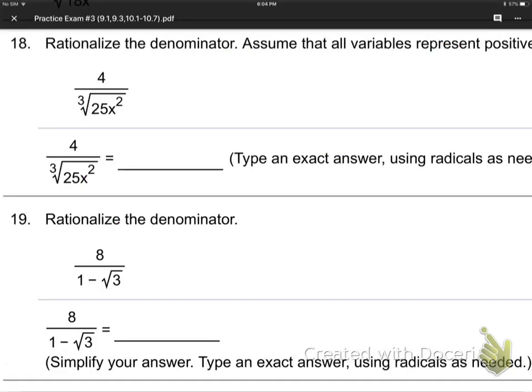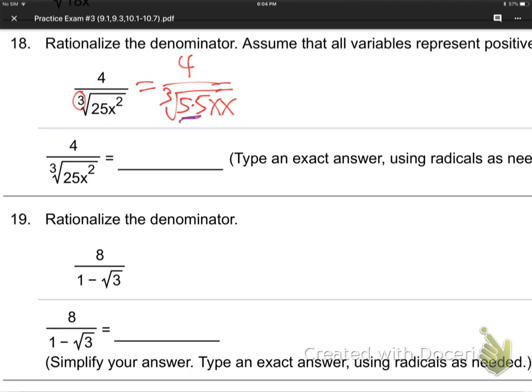Okay, so number 18. It's a 3 in the hook, notice. So let's break down. That 25 is 5 times 5, and the x squared is 2 x's. Okay, so now this is a 3-for-1 deal. He's only going to ship things out of his root when they're in groups of 3.